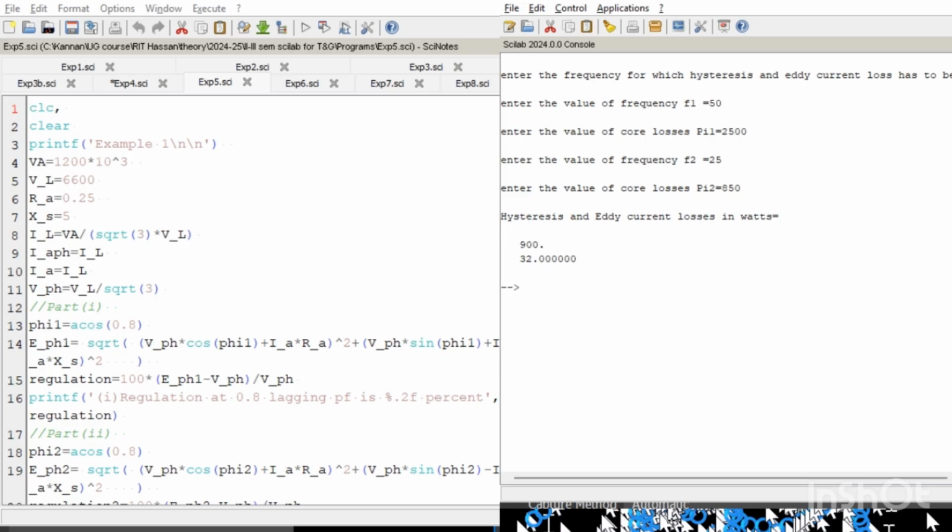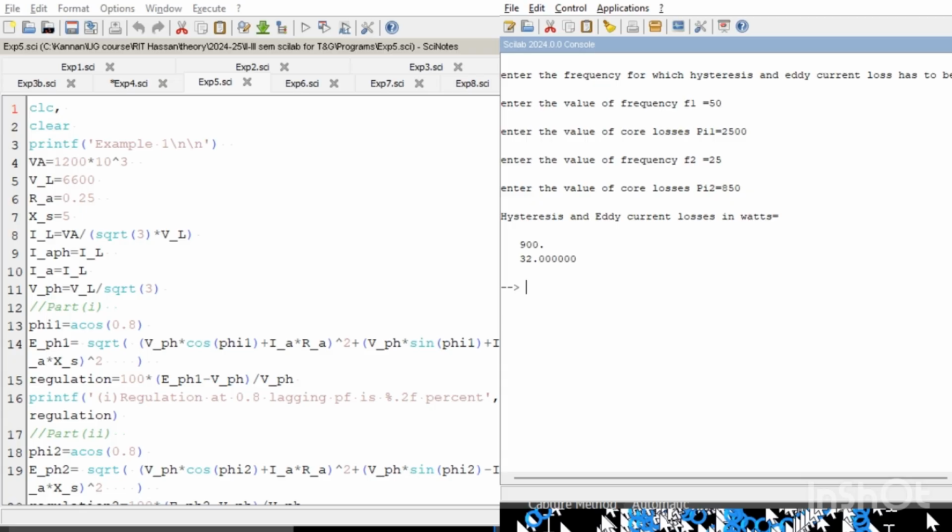The EMF method is also called the pessimistic method, as the value of regulation obtained is much more than the actual value. The MMF method is called the optimistic method, as the value of regulation obtained is much lesser than the actual value. In this MMF method, the armature leakage reactance is treated as an additional armature reaction. In both methods, the OC and SC tests are utilized.